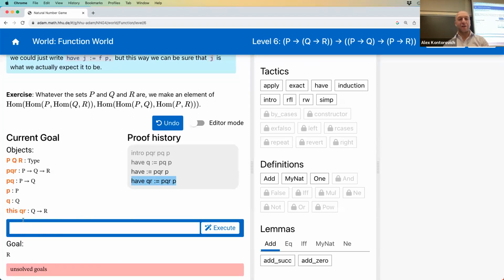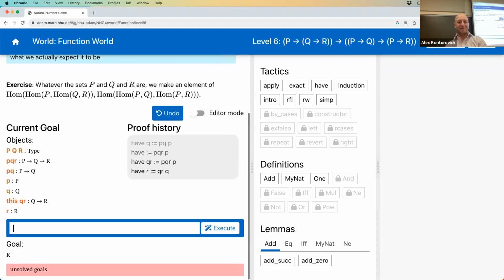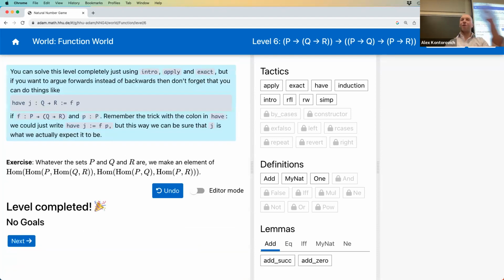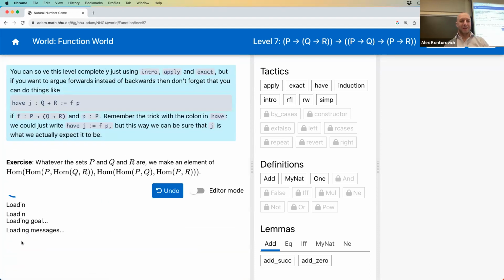It doesn't matter that they're both called this, that I have two things, one called this and one called QR. It doesn't matter. But in order to access that QR, I needed to give it a name. So QR, and I'll give that Q. That'll be an element of R. And now exact R. Okay, so that's the longer way to do it.